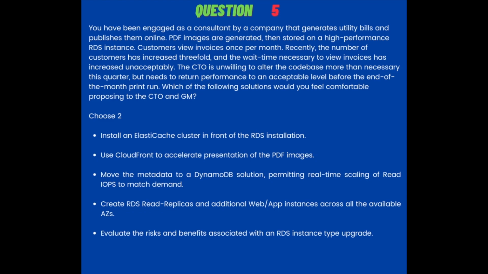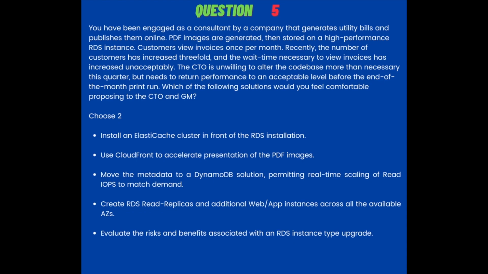This is a very good option, but it may not fit here, because the CTO doesn't want to change the code base, and changing from an RDS instance to DynamoDB, which is a document style database, will require a lot of code change. So the third one is definitely not an option. Let's go to the fourth one: create RDS read replicas and additional web app instances across the available AZs. And the fifth one is evaluate the risk and benefits associated with an RDS instance type upgrade.